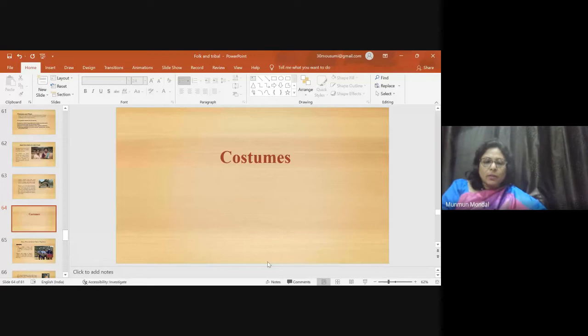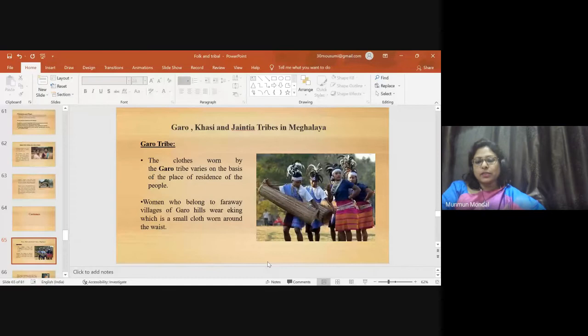When we are talking about customs, Garo, Khasi, Jayantia, I have started with Meghalaya because I am very much inclined to the eastern, northeastern part of India. When I was working there, I saw the tribal culture is extremely rich there, especially the Garo and Khasi.